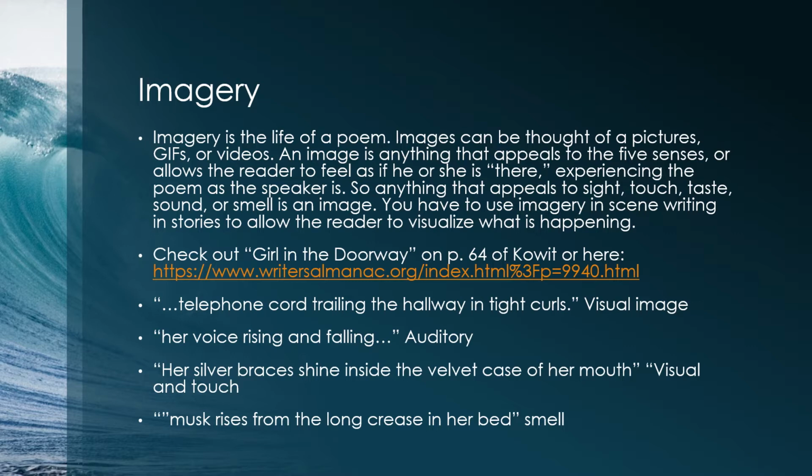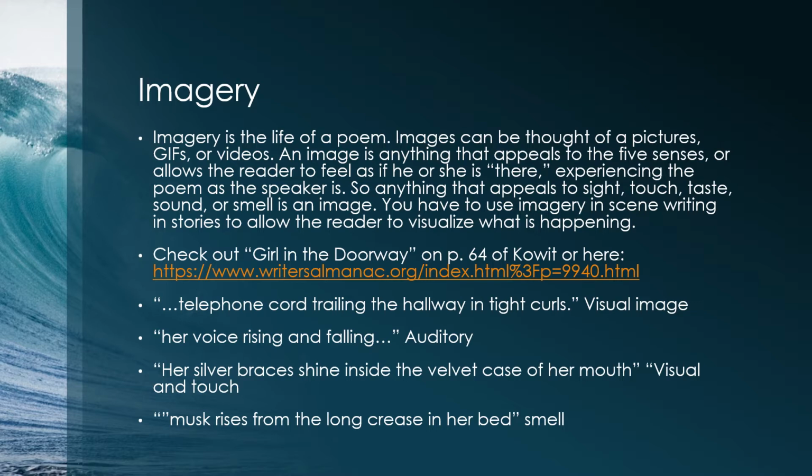So I want to point out some particular images here. In the second line or so, there's a telephone cord trailing the hallway in tight curls. So that's a visual image. We can picture that telephone cord trailing the hallway in tight curls. If maybe you haven't seen a landline before, some of those old landline phones had these curly lines that led to the telephone cord. Her voice is rising and falling on the telephone, so we can hear her voice rising and falling in that image right there. We also have another image later on in the poem.